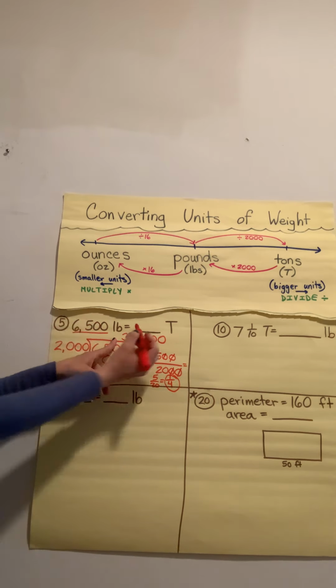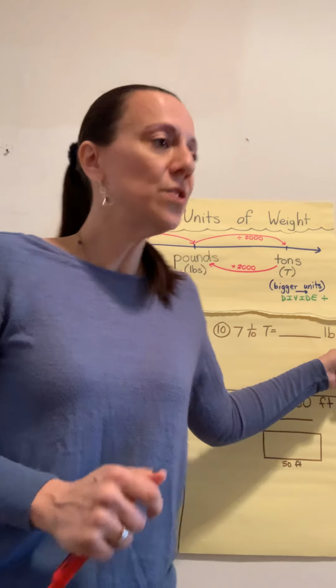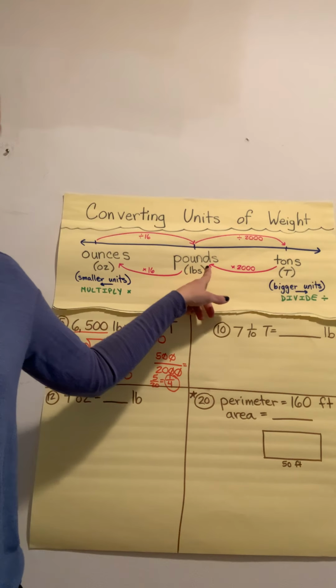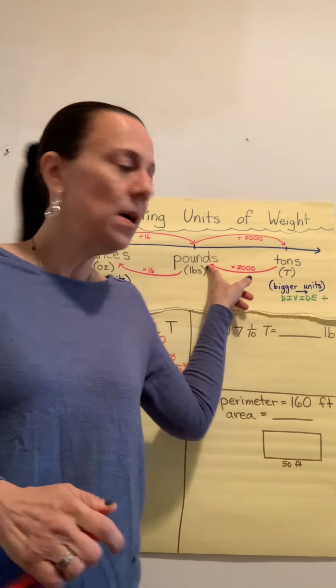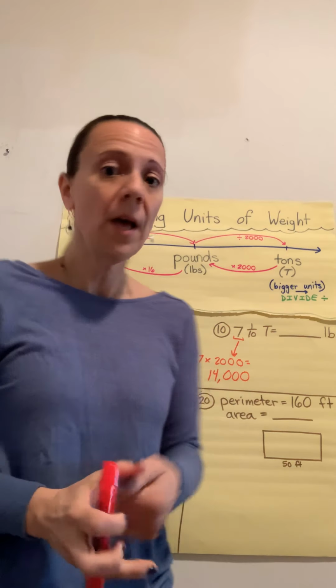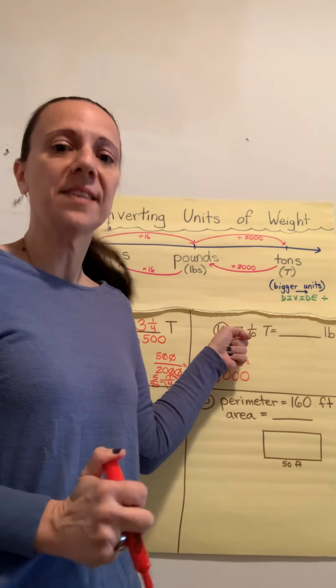Now I want to do number 10, because number 10 is very similar. It's just going the opposite way. So I'm starting with 7 1/10 tons. I want to convert that into pounds. Gee, that's a smaller unit. I'm going to need more of them. So this time I'm still going to be using my 2,000, but I'm going to multiply. So I can start by taking my whole number and do 7 times 2,000. That's going to give me 14,000 pounds. There are 14,000 pounds in these 7 tons.